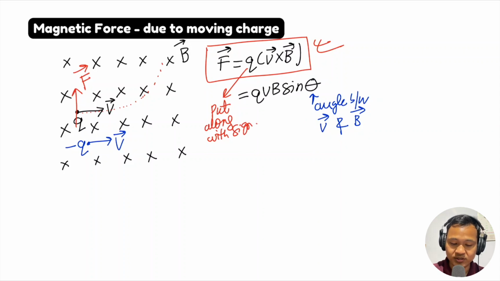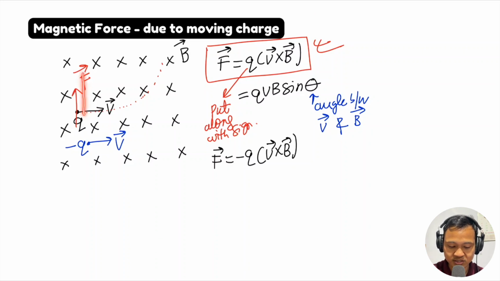In this example, for a negative charge, the force is minus q into v cross b. This is the direction of v cross b. Since the charge is negative, the minus sign makes the vector opposite. So that means the force will act in the opposite direction. In the second case, it goes like this.